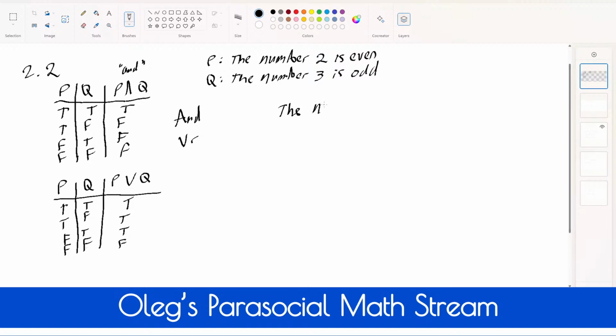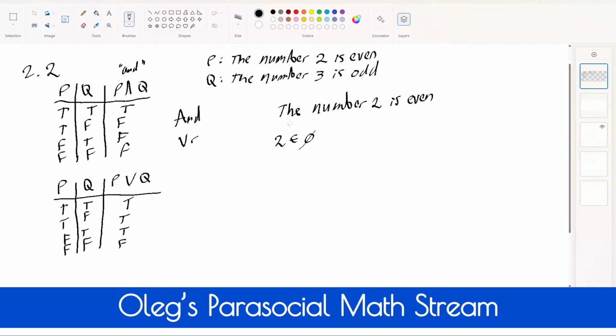The number 2 is even, okay? All right, so now that's our statement. For example, stating the false statement, 2 is a member of the empty set, we get the true statement.